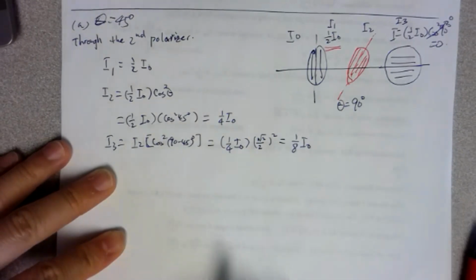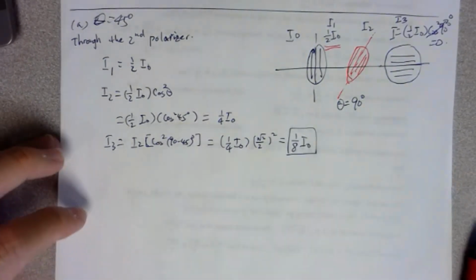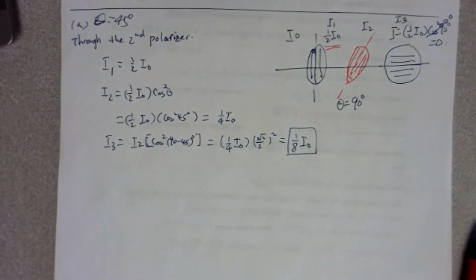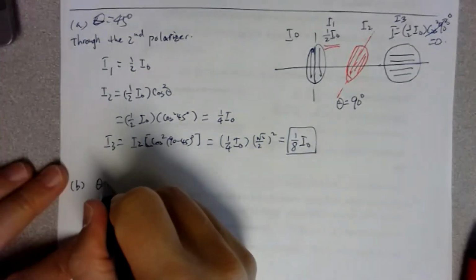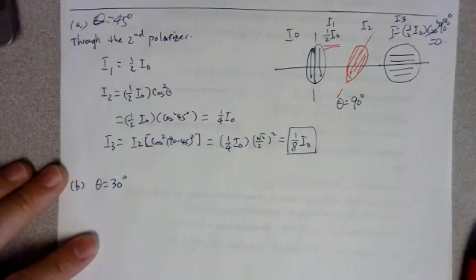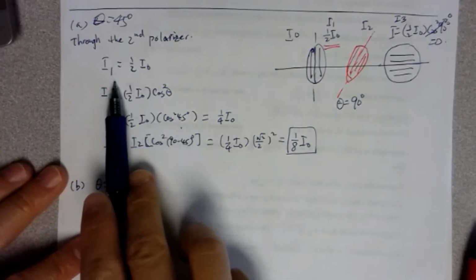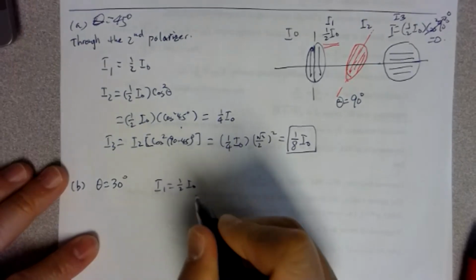So when the light goes through the third one now, it's not 0. You actually have just 1/8 of the original intensity. For B, you do the same thing. So theta equals 30, and you just change this into 30. This one will still be the same: I1 is still 1/2 of I naught.